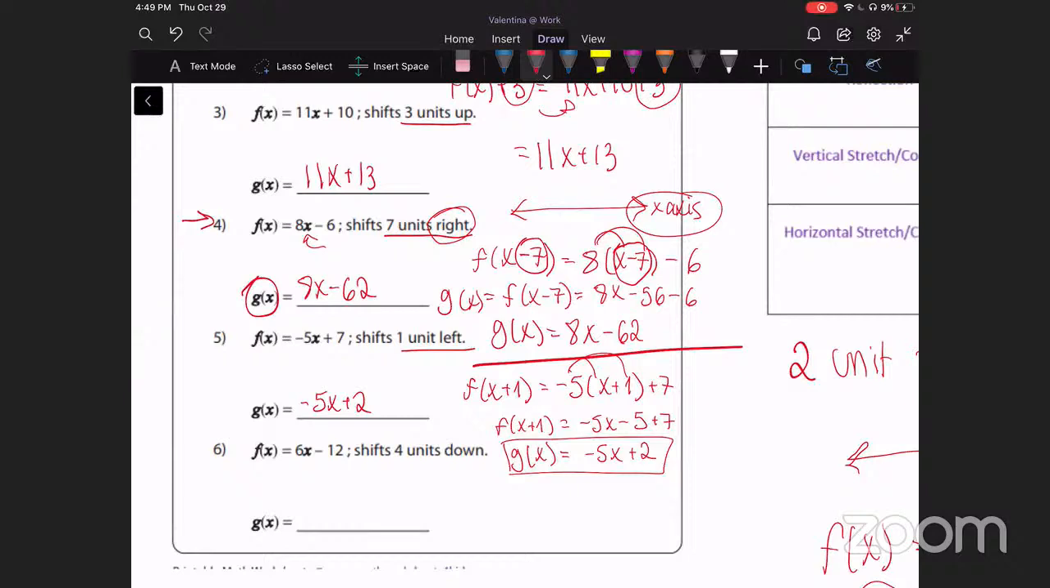Wait, will we add or subtract? For number 6 or for number 5? For number 6. So remember, here we were doing a horizontal shift, which is the opposite of what you would expect. Here you're moving down, so it's a vertical shift, so it goes with what you would expect, which means down is negative. So you would subtract. Okay.